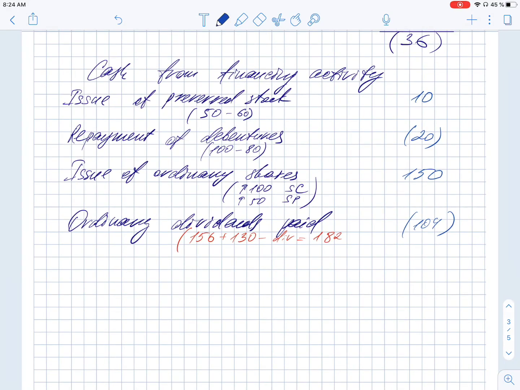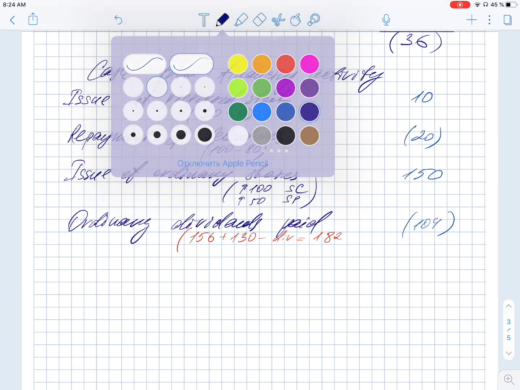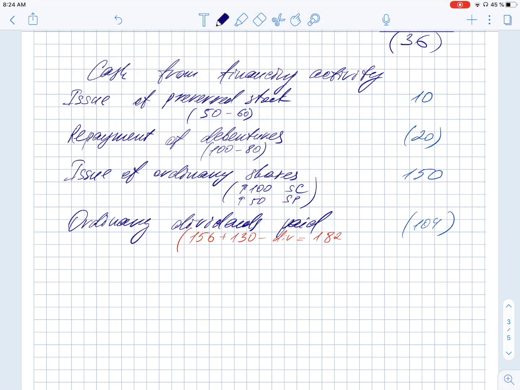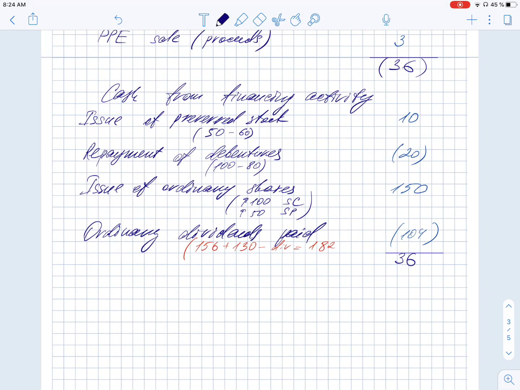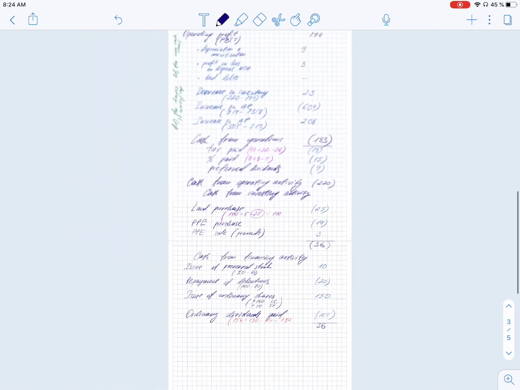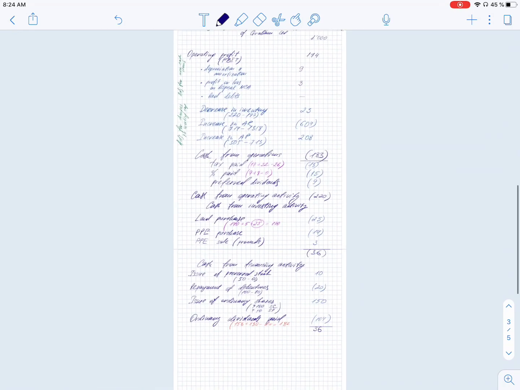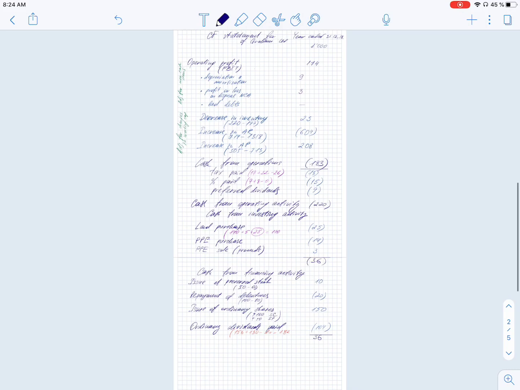Basically, that is all. We just have to calculate the subtotal for that section, cash from financing activity, and that would be 36 again, but with the plus sign, the positive amount, because the issue of ordinary shares brought a lot of money into the company. And the last line of the cash flow statement is the net change in cash, or net cash for the year. So I will write it down and calculate it.